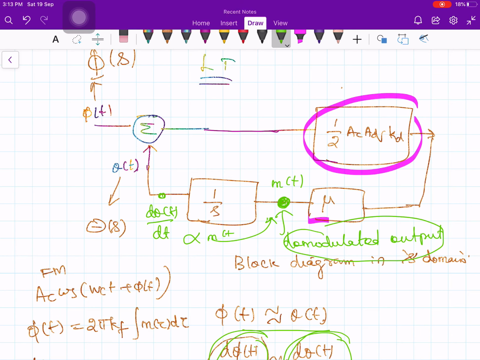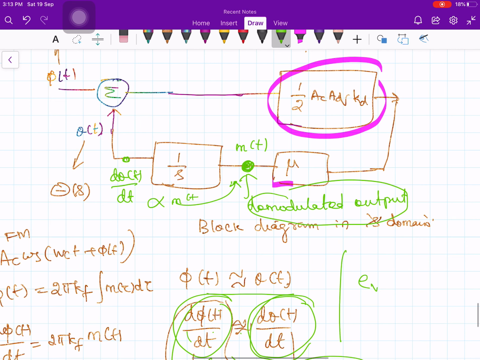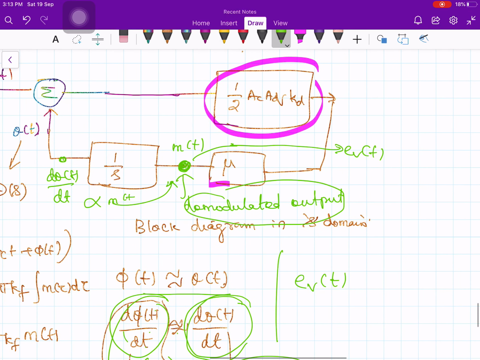So this is the point that at the moment you need to understand. Therefore in this case E suffix v of t represents the demodulated output. We are not talking about how this locking occurred. Okay, we are assuming that locking has occurred, and then we are talking about what is the demodulated output.